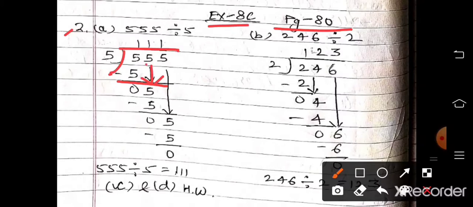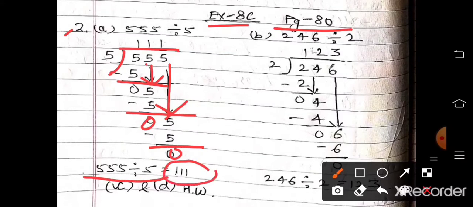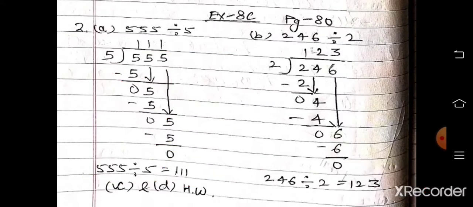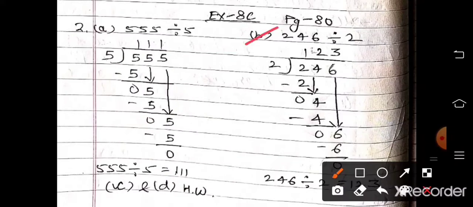Again 5 1 ja 5, subtract 0. Then bring this 5 down. Okay, now again 5 1 ja 5, 0. So answer is 111. Okay, now the B part, 246 divided by 2. So write like this. 2 1 ja 2, subtract 0.